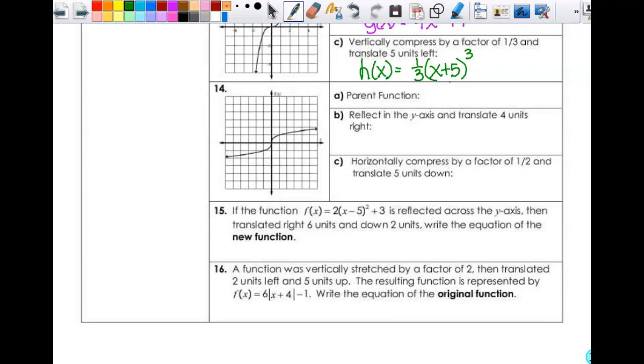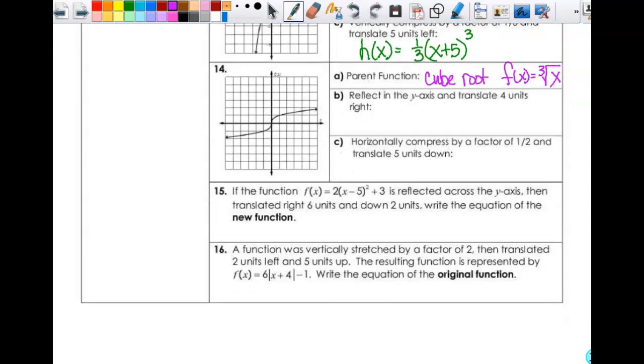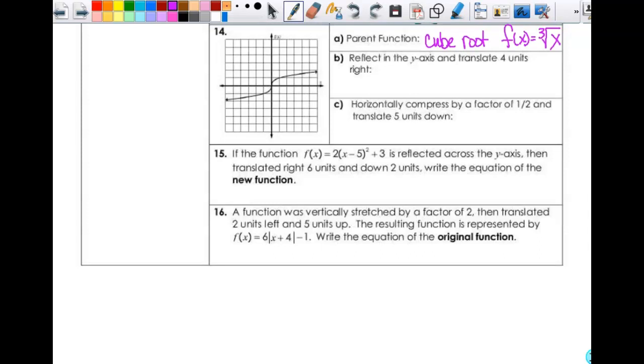All right, let's try 14. This is a what? What would you call this? Cube root. Very good. Cube root. So f of x equals the cube root of x. So we're going to reflect in the y-axis, translate 4 units right. So see if you can write down what you think that would be. Try it. You can always change it if you didn't have it right. You don't know what you don't know until you actually try. Oh, and we'll call it g of x.